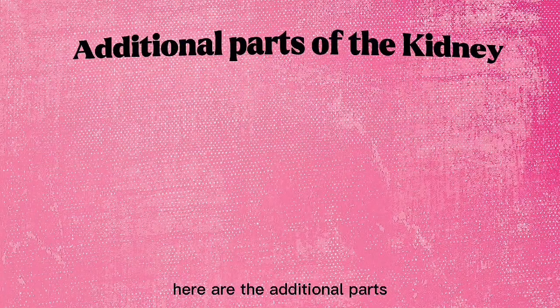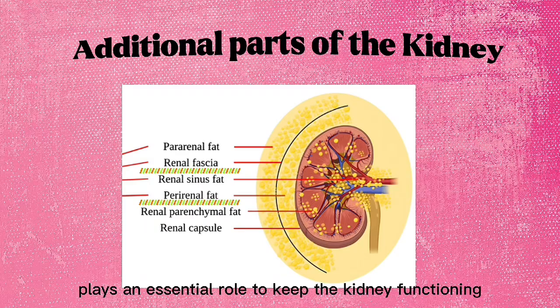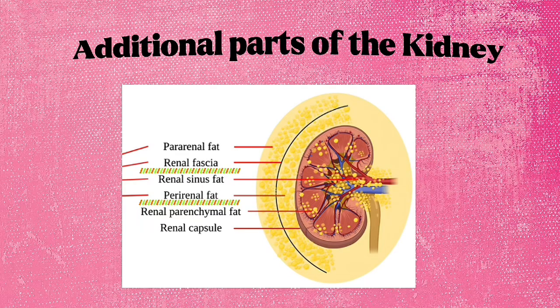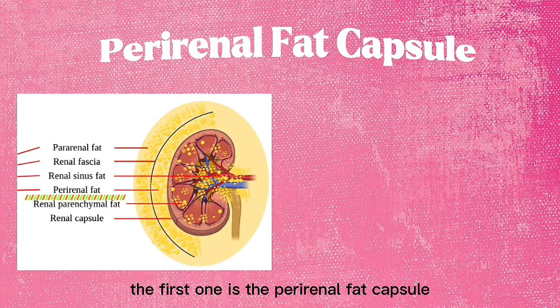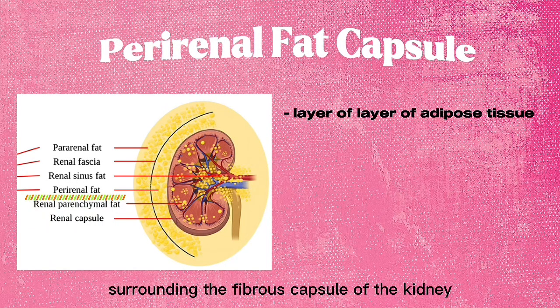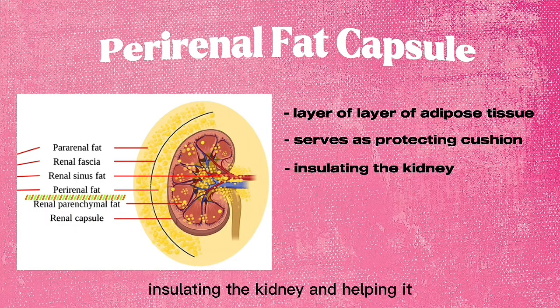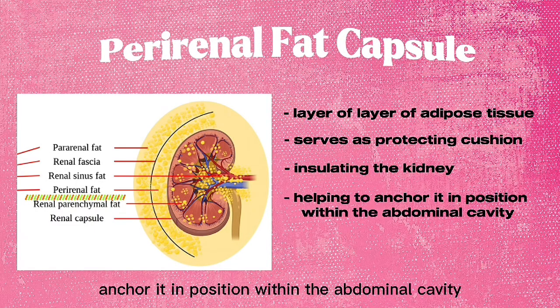Here are the additional parts that can't be found in the kidney, but still play an essential role to keep the kidney functioning. The first one is the perirenal fat capsule. The perirenal fat capsule is a layer of adipose tissue surrounding the fibrous capsule of the kidney. It serves as a protective cushion, insulating the kidney and helping anchor it in position within the abdominal cavity.